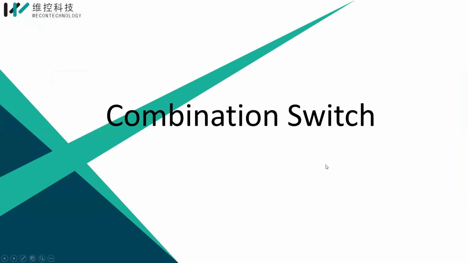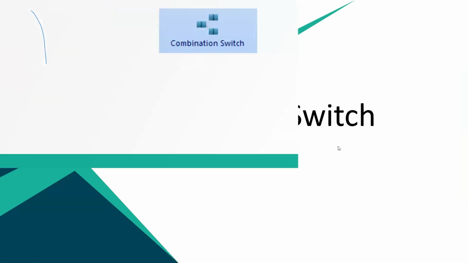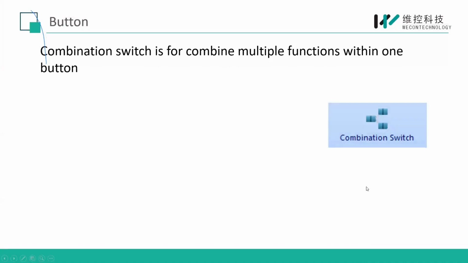And this one is for the combination switch. So how can we use this combination switch? Let me define it. Combination switch is for combining multiple functions within one button. If you want to set a bit on one button, do some arithmetic operations, and switch the screen from one screen to another, you can use these multiple functions from one switch. If you want to use multiple functions like set word, copy bit addresses, set bit addresses, and change or jump the screen to another page, then you can use our combination switch object.